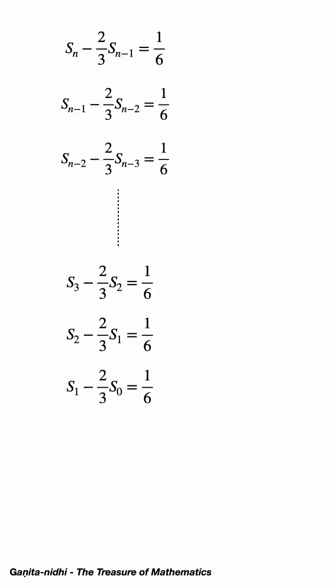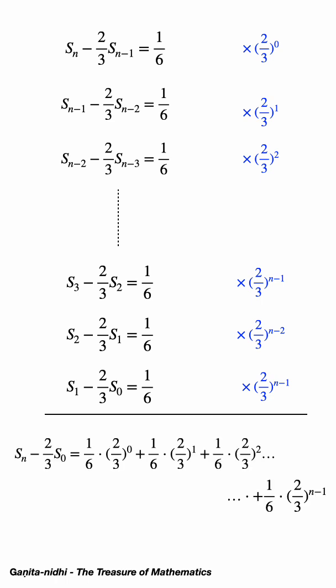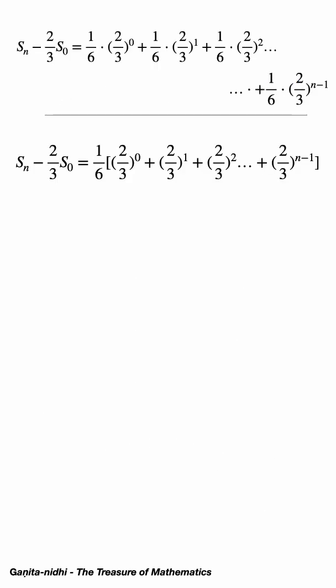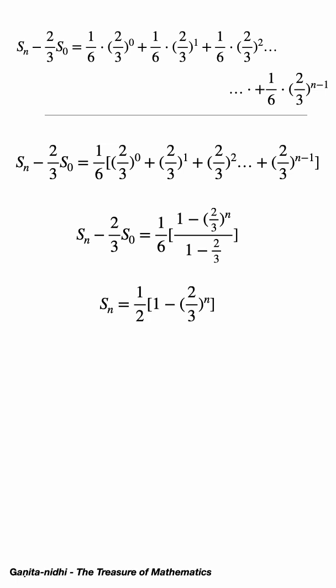Notice that we can multiply each equation with the increasing power of 2 by 3 and then add all these terms to get this expression. And that's a simple geometric progression. Let's sum it up. We simplify and we get the value of Sn. And S10 would be this value.